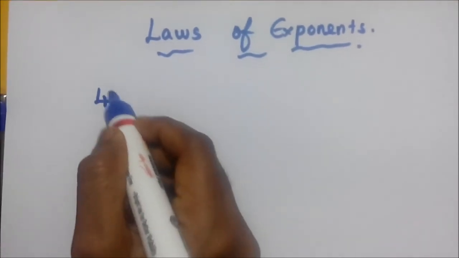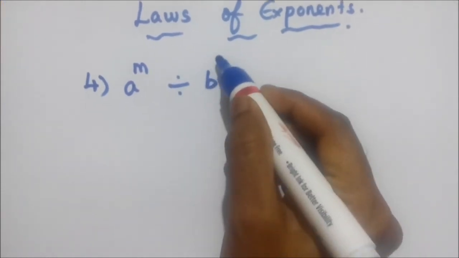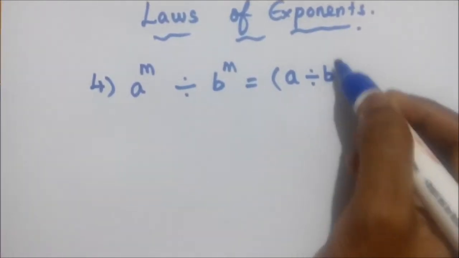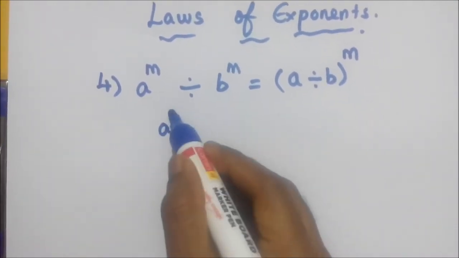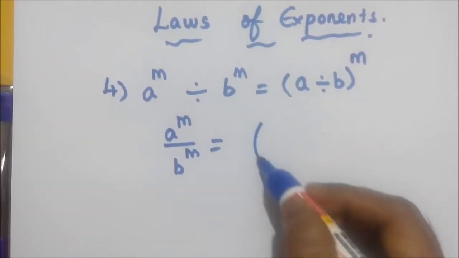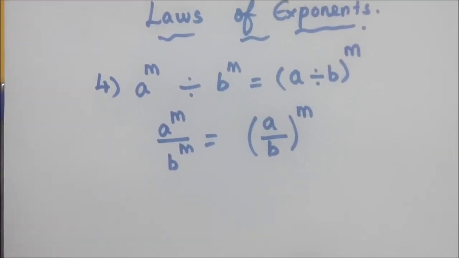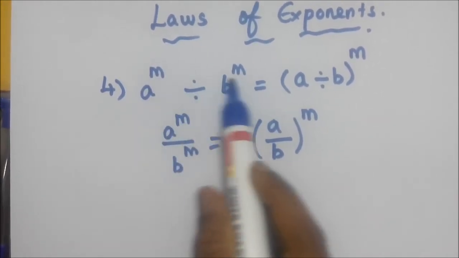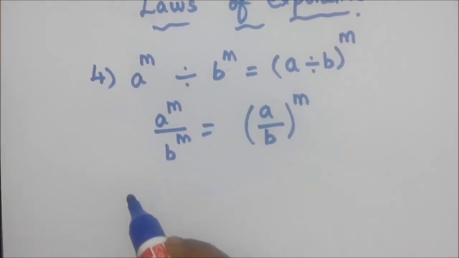Our fourth law of exponents is a raised to the power m divided by b raised to the power m is equal to a divided by b raised to the power m. This we can write a raised to the power m by b raised to the power m is equal to a upon b raised to the power m. Here we need to remember the bases are different and the powers are same, so the common power will come. Let's do one example.